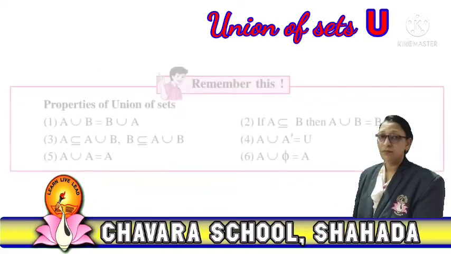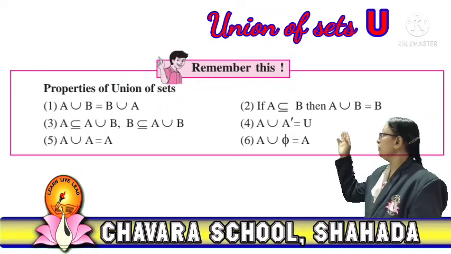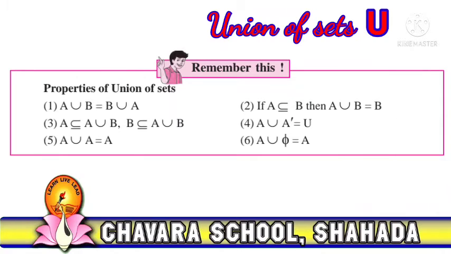Always remember the properties of union of the sets. 1. A union B is equal to B union A. 2. If A is a subset of B, then A union B is always equal to B. 3.